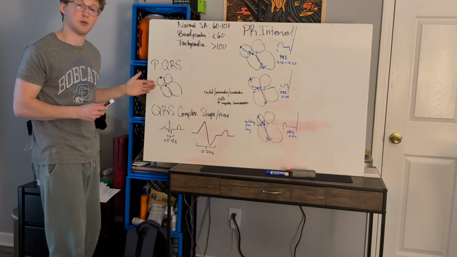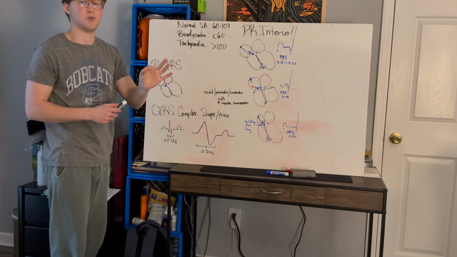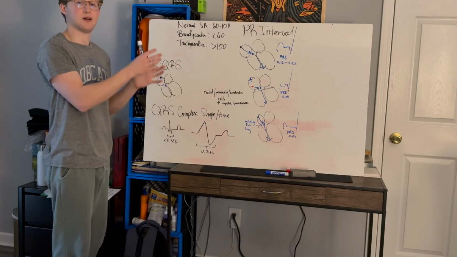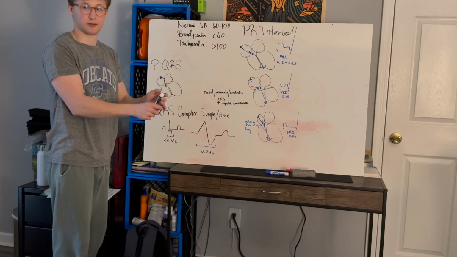So again, rate, P, QRS. What does it mean when we have multiple P waves for every one QRS? Or we have no P waves before a QRS? Or we have a P wave with no QRS?